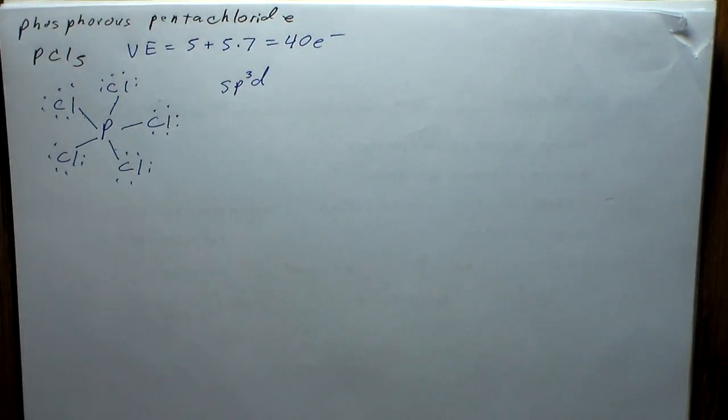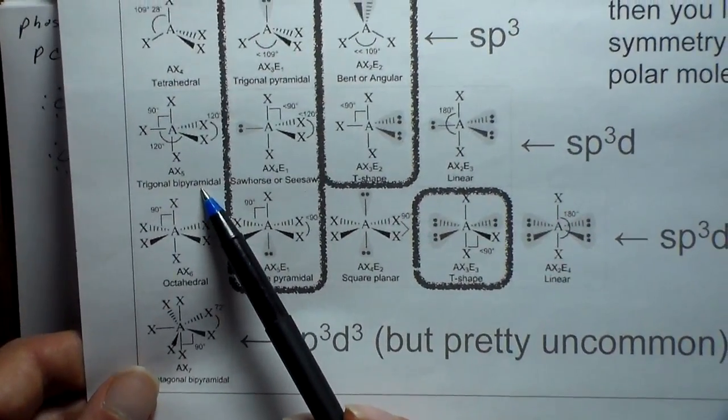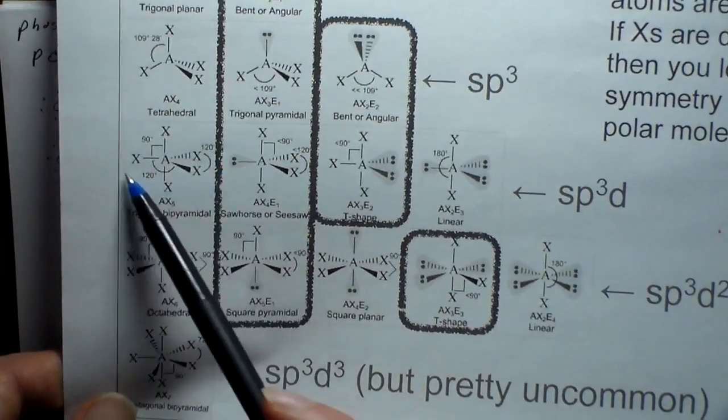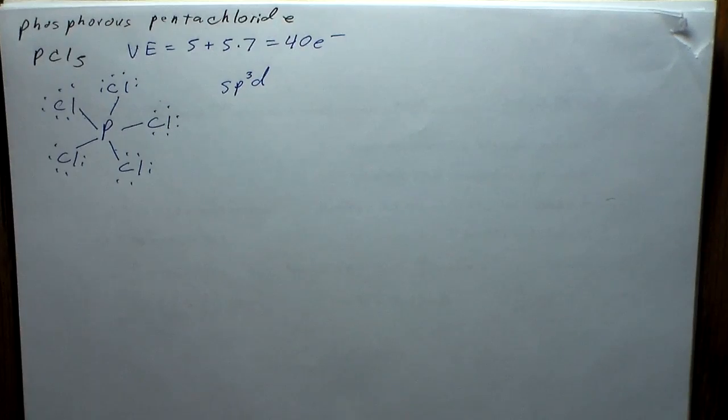And then as for our structure, it's going to be right here, the trigonal bipyramidal. So we're going to have, in the structure here, the chlorines on the top and the bottom, and then these other chlorines basically around the equator, separated by 120 degrees like this. So that would be our molecule like that.